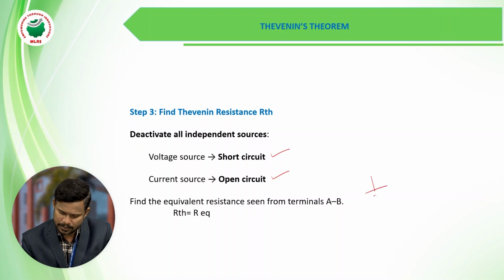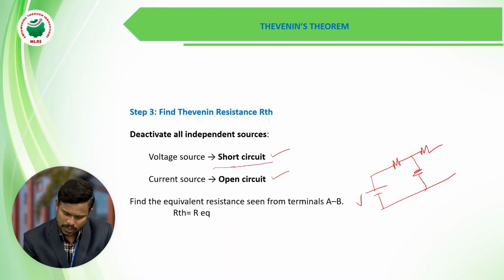In our given circuit, the voltage source V is present. So this voltage source is replaced with a short circuit. Why? Because its internal resistance value is equal to 0. Resistance 0 means it is a short circuit.